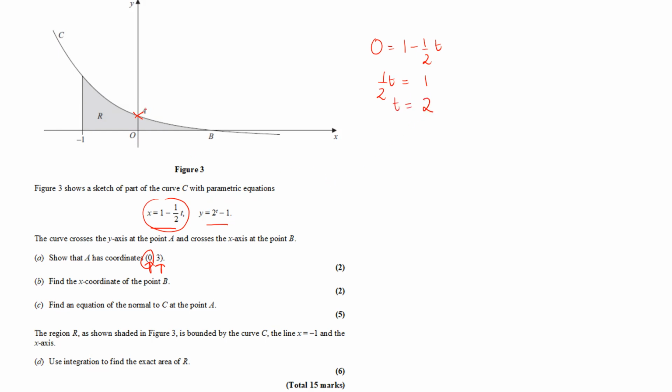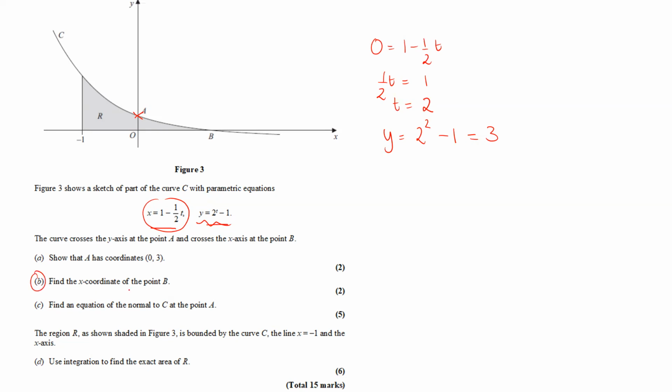And then how do we find what the y coordinate is? We need to put that t equals 2 into the y equation. So y is going to be 2 to the t, with t equals 2, so 2 squared, minus 1, which is 4 minus 1. So that is going to be 3. So that's how to show that the A coordinate is 0, 3.